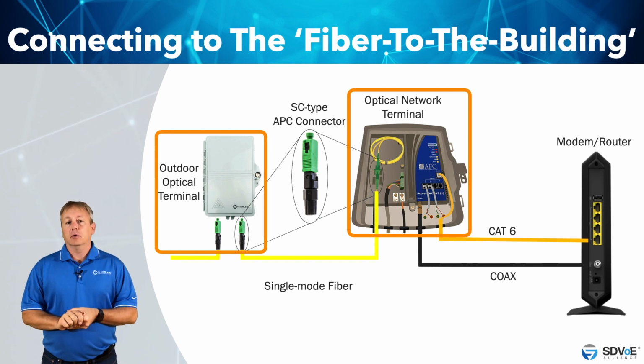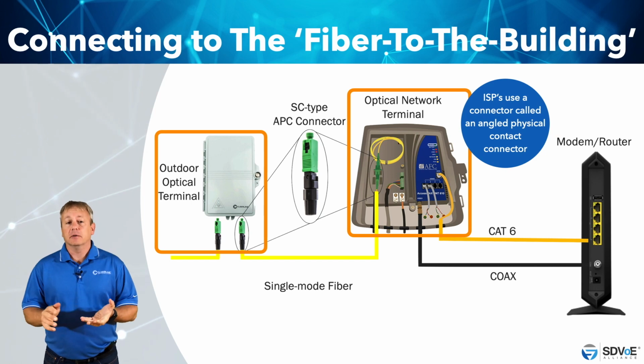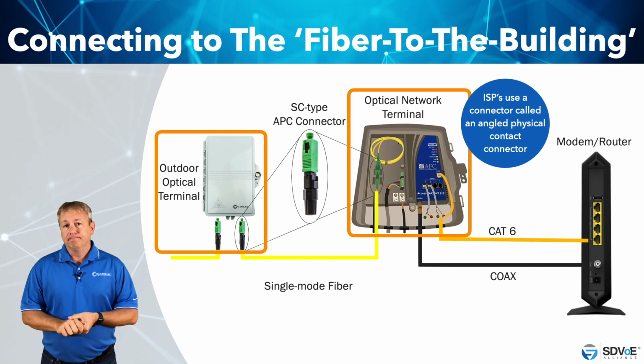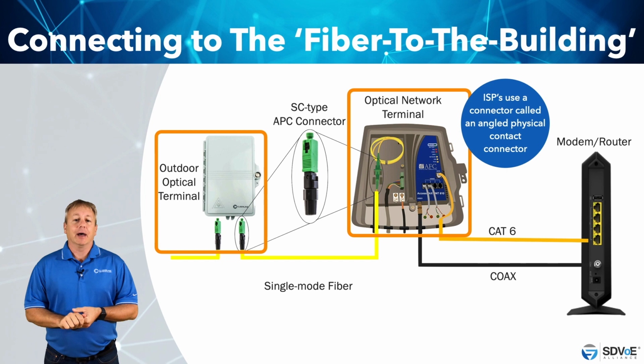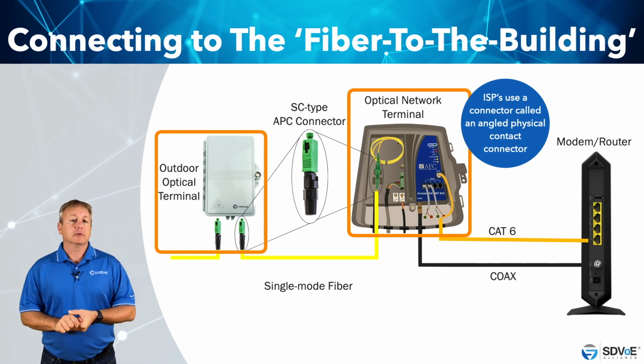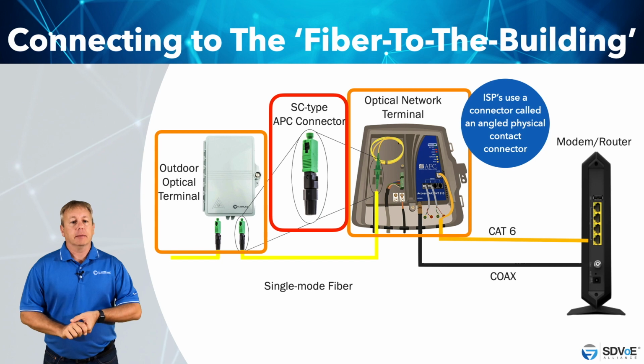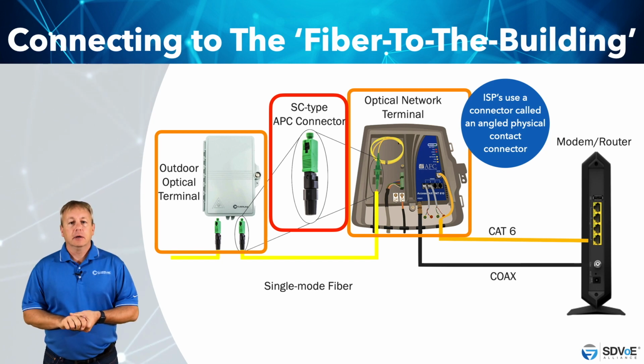ISPs use a connector called an angled physical contact connector, specifically designed for long-distance transmission. These connectors have an 8-degree angle at the end face that helps decrease signal loss. APC connectors are coloured green, and though they terminate the same as regular single-mode connectors, they're not compatible.